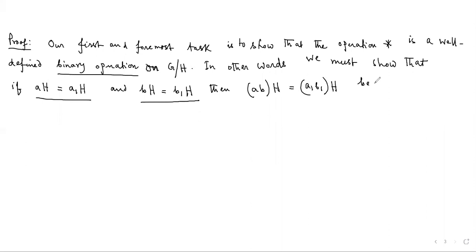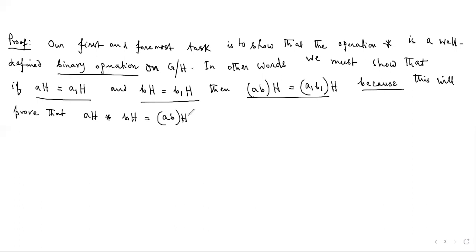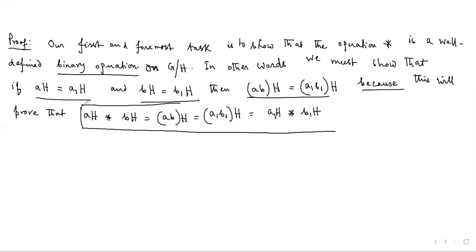Because why do I want to show this? Because if I can show this result, this will prove that AH star BH is equal to ABH, which is equal to A1B1H, which is equal to A1H star B1H. Carefully see all the lines that I have written.